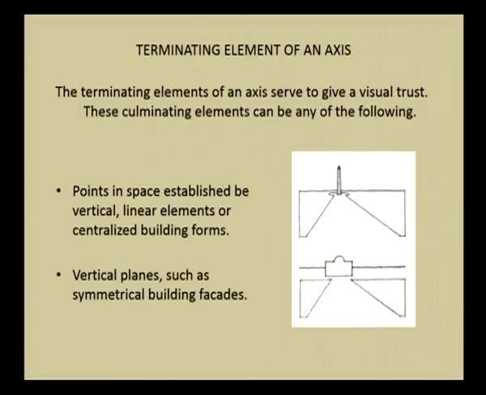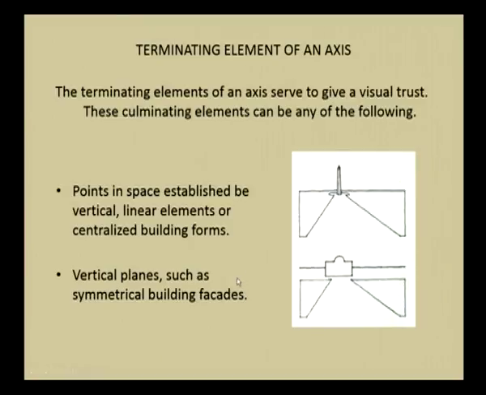Now we will see certain ways of terminating an axis. The terminating element of an axis serves to give a visual thrust. These culminating elements can be of any of the following types. A point in space established by either a vertical linear element or a centralized building form, like what you see here. The obelisks in Egyptian architecture serve this purpose. The vertical tall obelisks were used to empower the axis or the movement path.